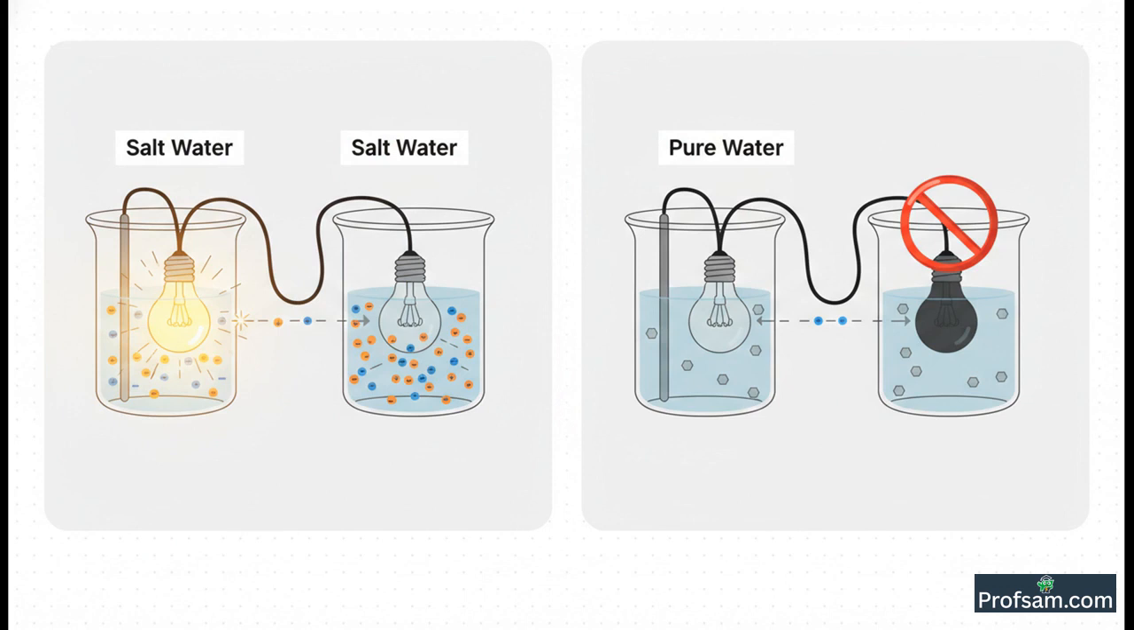But what about pure distilled water, or sugar water? In these cases, there are almost no ions. Sugar dissolves, yes, but it doesn't break into ions, so the highway is practically empty. No ions means no current, and therefore, no light. It really is that simple.